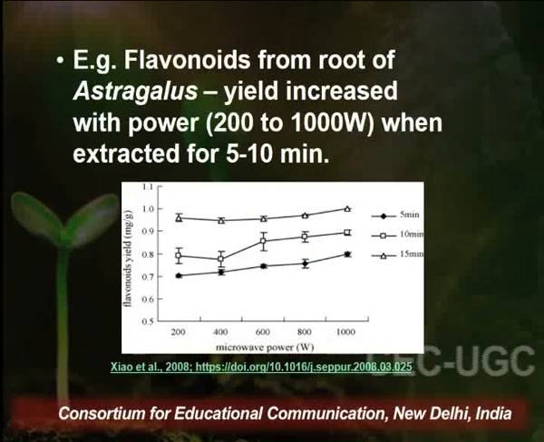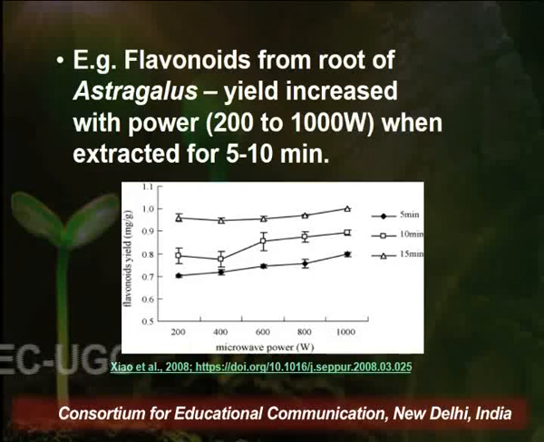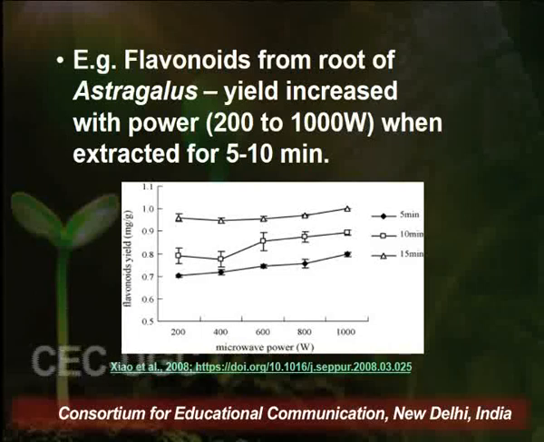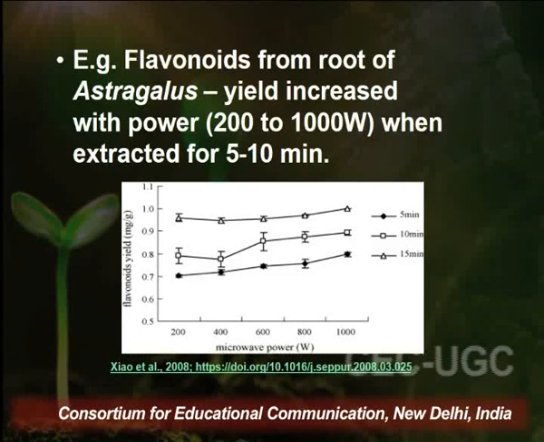This can be explained with the help of this example, wherein flavonoids were extracted from the roots of astragalus, and the extraction was carried out at different powers ranging from 200 to 1000 watts. It was observed that when the extraction time was 5 to 10 minutes, there was a significant increase in the yield of flavonoids with the increase in power.